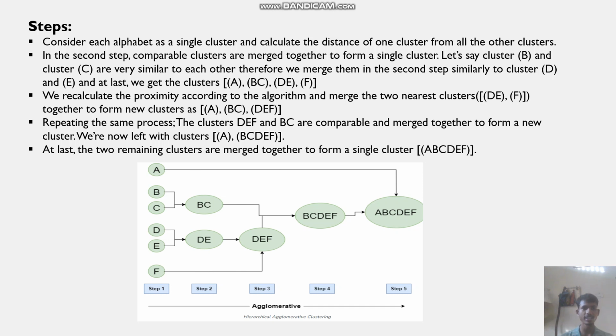We recalculate the proximity according to the algorithm and merge the two nearest clusters D, E, F together to form a new cluster. Repeat the same process. The clusters DEF and BC are comparable and merged together to form a new cluster. We are now left with clusters A and BCDEF. At last, the two remaining clusters are merged together to form a single cluster A, B, C, D, E, F. This is the process of agglomerative clustering.